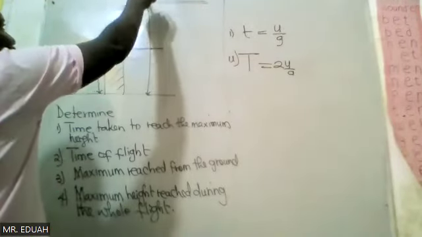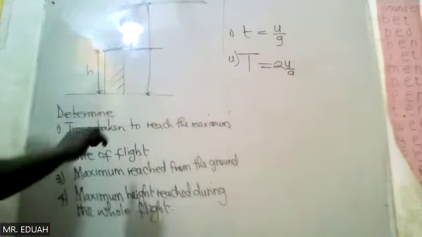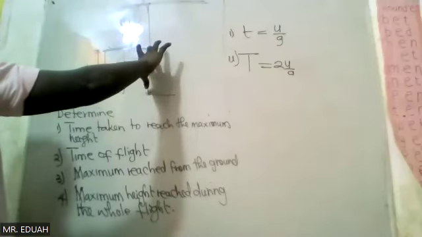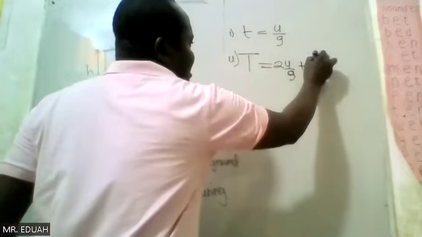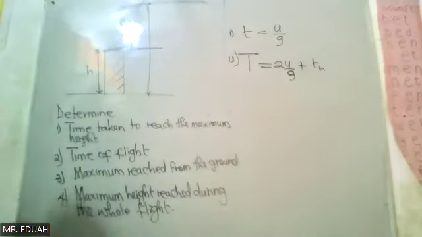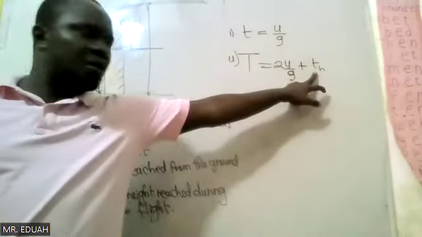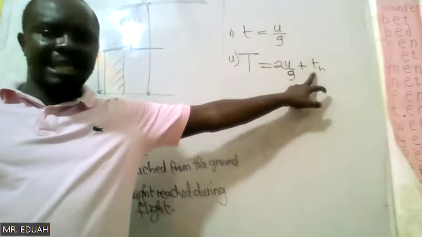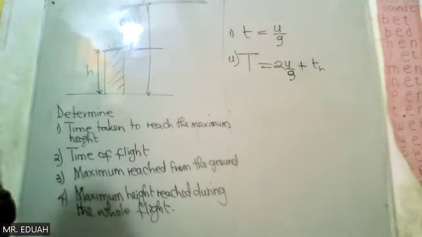So the time taken to move from here to the maximum height, the time taken to move from the maximum height to that level, and then the time taken to cover the vertical height of the tower, plus TH, where H means the time taken to cover this vertical height. Later, I'll show you how we can determine TH. Can you please take it again? So this is the object's journey.